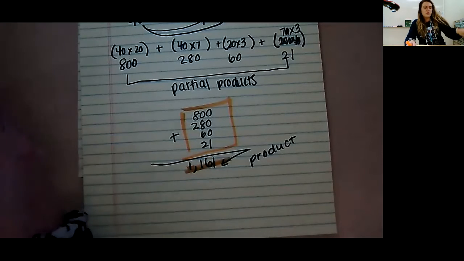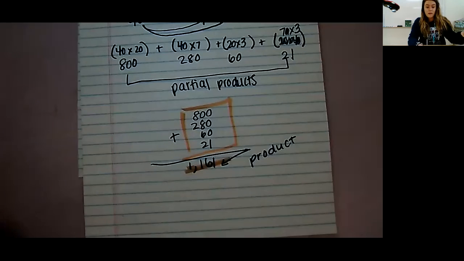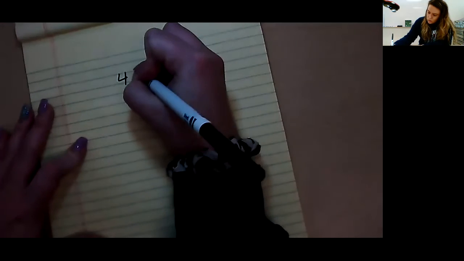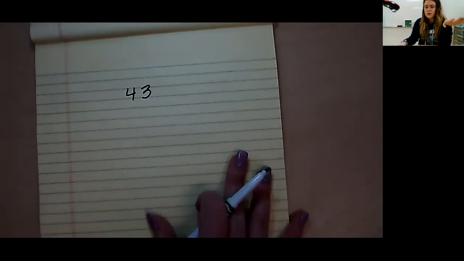Now, the last strategy I'm going to show is our standard algorithm to multiplying, which is the way most of us learned how to multiply. And most of us probably still use it to multiply, and it's the quickest way, but the kids don't necessarily understand why they're doing it, which is why I don't really like to teach this strategy until later on in the year, because I want them to understand what they're doing first. I want them to understand that they're multiplying by the place values, and that's how they're getting their actual answers.